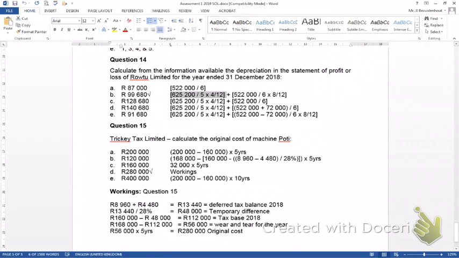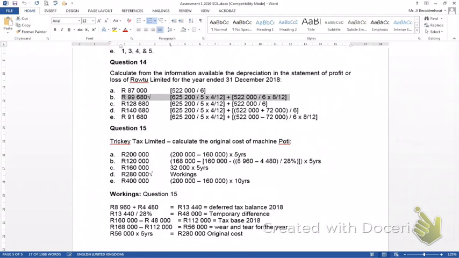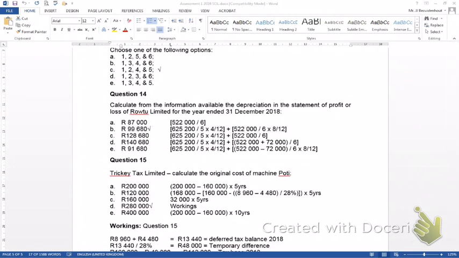So the two together made up the 99,680,000. The only catch that this question had was the 522,000 being the fair value of the machine that you acquired. The 72,000 that you also received was for the old machine, because the old machine was worth much more than the new machine that you received.